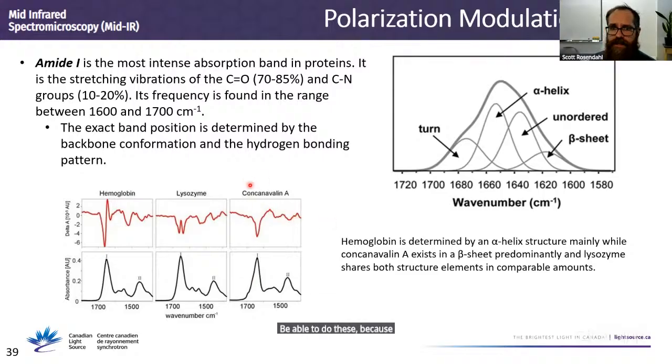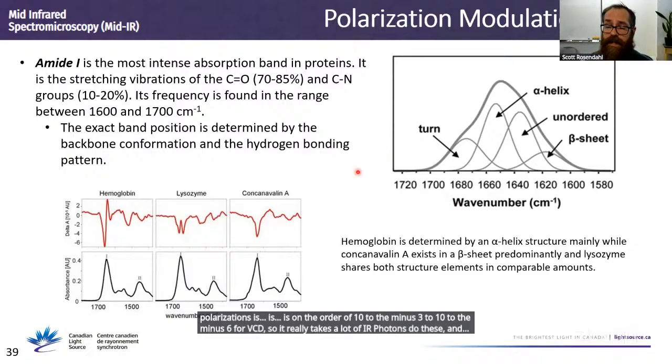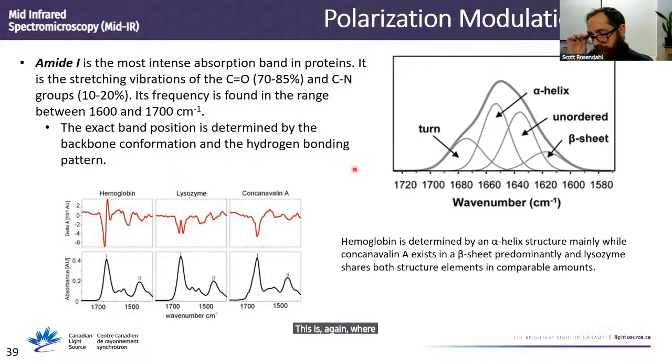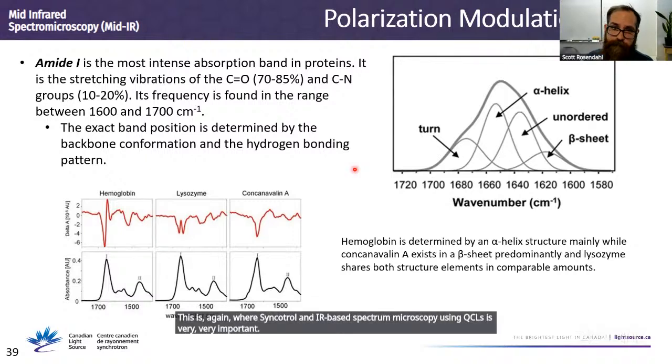the absorption cross-section for these various polarizations is on the order of 10 to the minus 3 to 10 to the minus 6 for VCD. So it really takes a lot of IR photons to do these. And this is, again, where synchrotron IR based spectrum microscopy and using QCLs is very, very important.